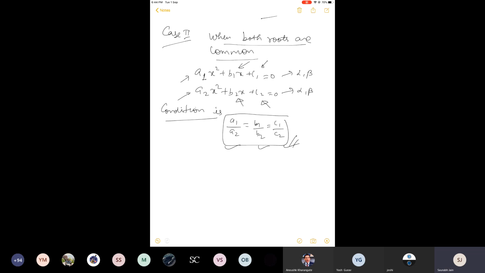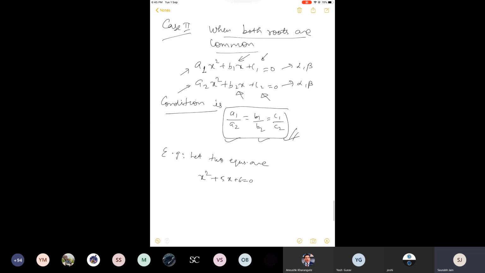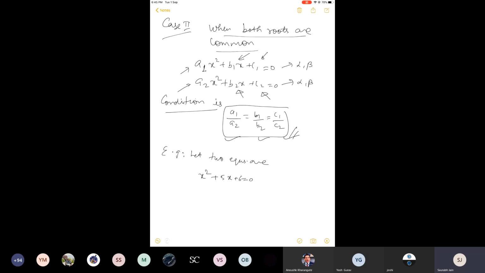Now let us check if this is right or wrong. Let us solve two equations. Let two equations be as follows. I am taking the example, so you will understand through the example in a better way. I am giving the example, and you will understand the meaning of this condition. Okay, just have a look at this example.